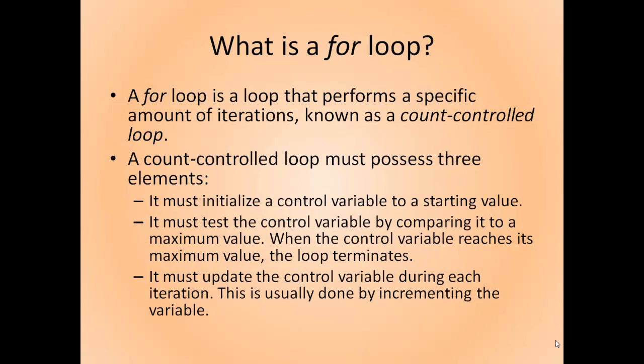So what is a for loop? A for loop is a loop that performs a specific amount of iterations, also known as a count-controlled loop. There are three elements that a count-controlled loop must possess.